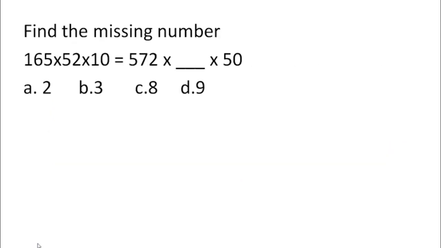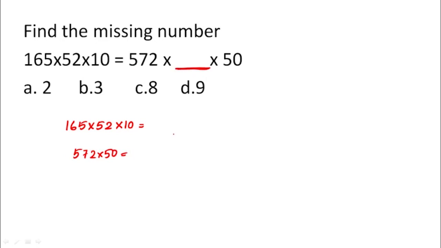Find the missing number. 165 multiplied by 52 multiplied by 10 is equal to 572 multiplied by dash multiplied by 50. Ideally, how will you solve this question? You have to first find out what is 165 multiplied by 52 multiplied by 10. You have to find out the answer for this and then you will have to find out what is 572 multiplied by 50 and then find out what will come in the place of the blank.